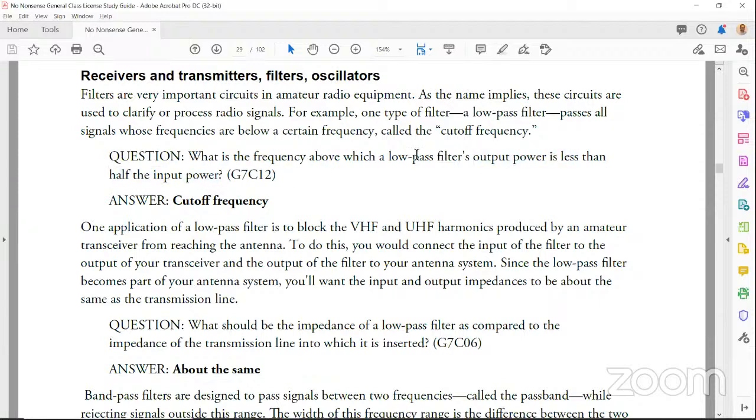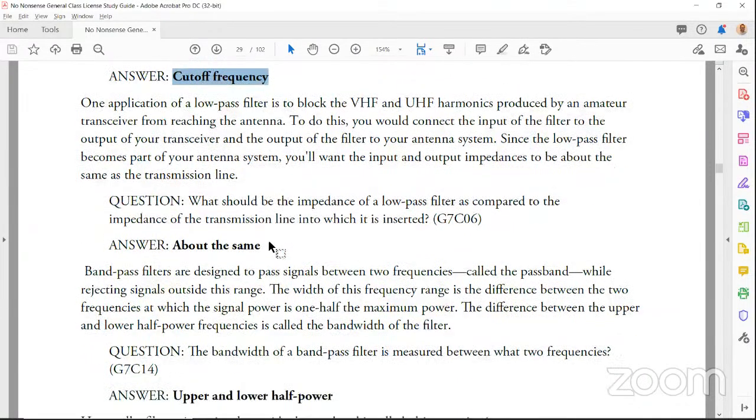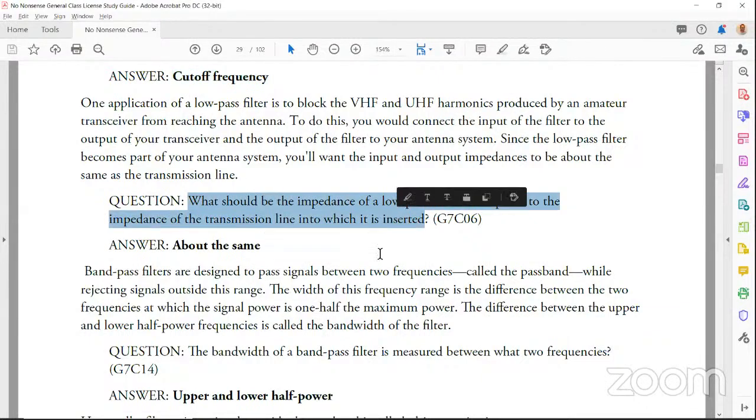So remember, we consider the filter to be effective when it reduces the power level by a half. So that point is called the cutoff frequency. So again, if you need a review of this, just look at the slides from the last class or the recording. Moving right along.